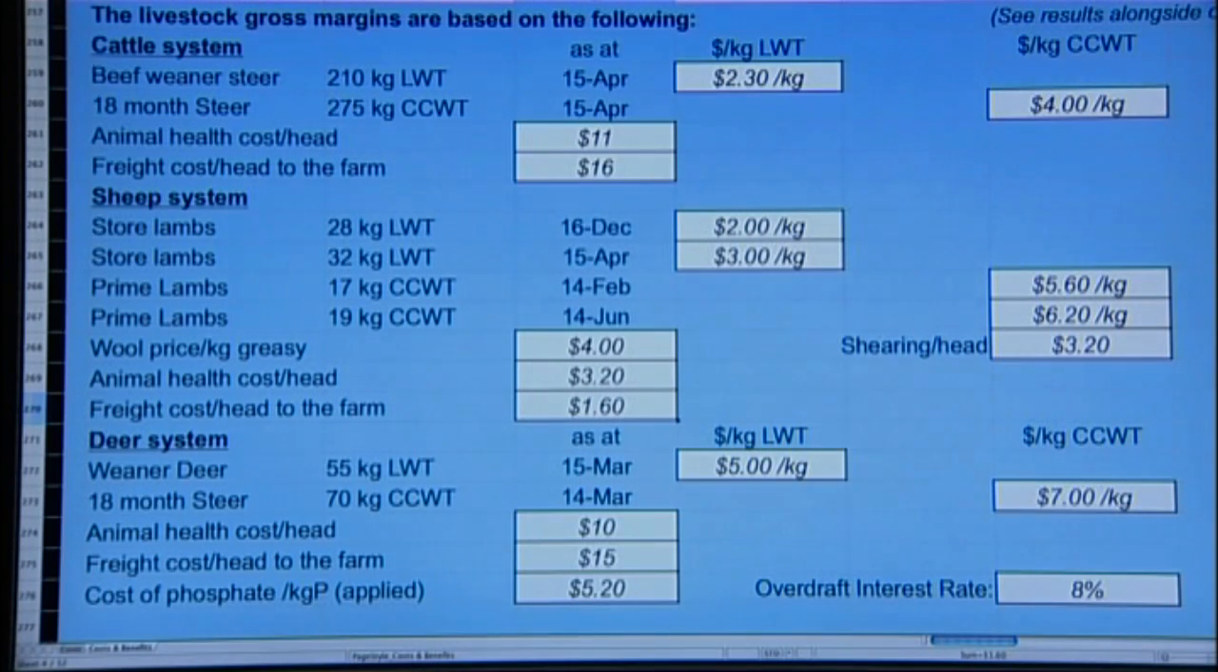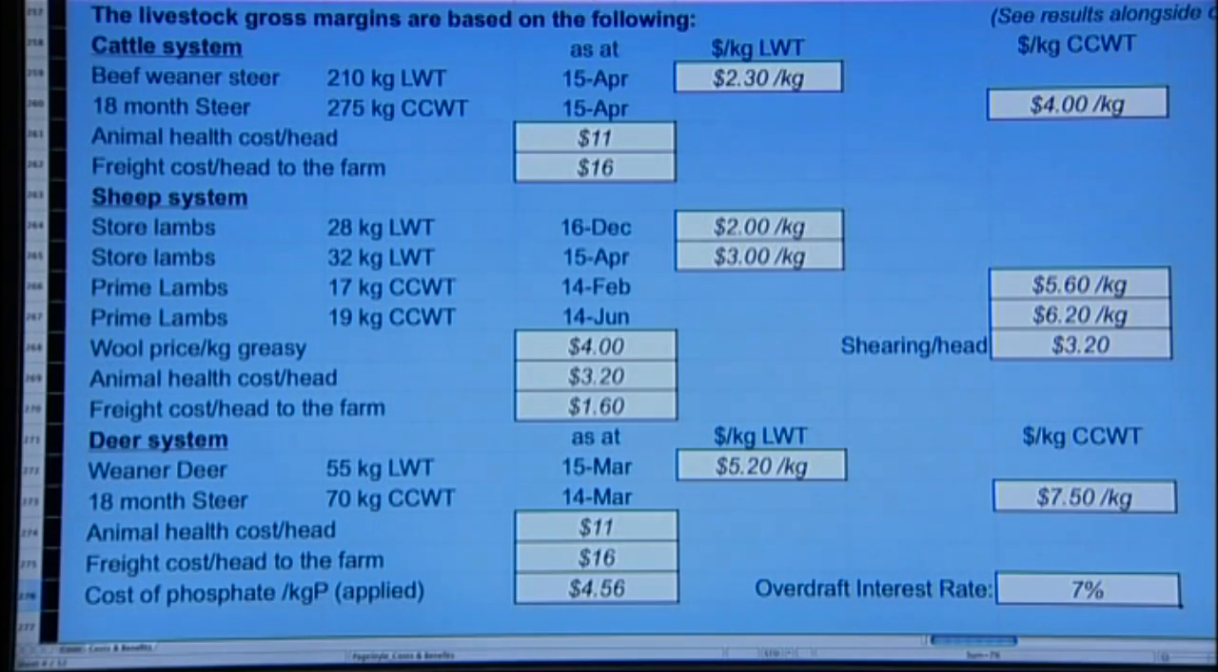In the deer section, update the weaner purchase price in dollars per kg live weight, the sale price in dollars per kilo carcass weight. Also update the direct costs of animal health and freight in dollars per head. Also update the cost of phosphate in dollars per kg of P applied and interest rates.